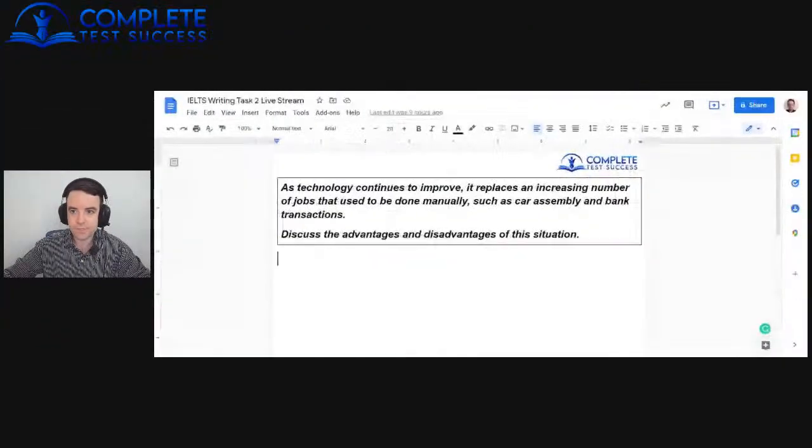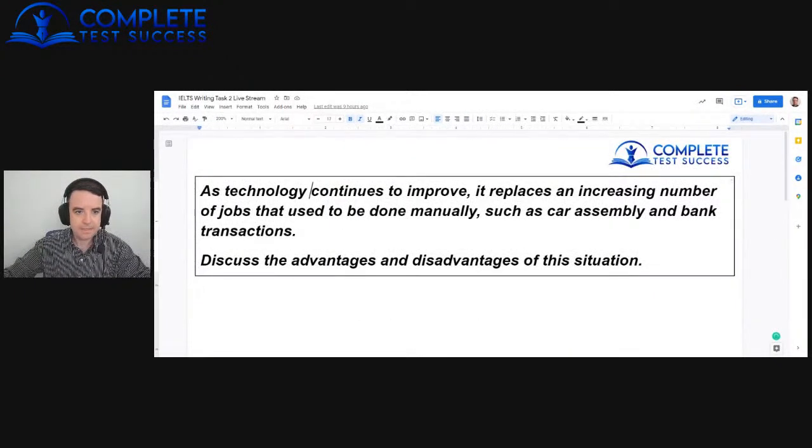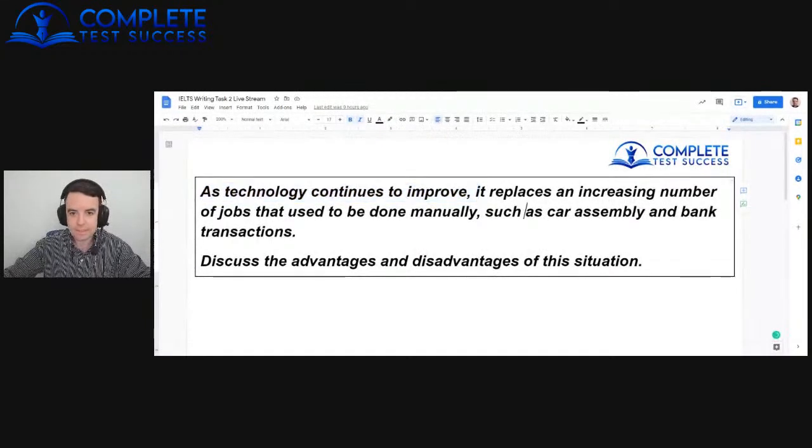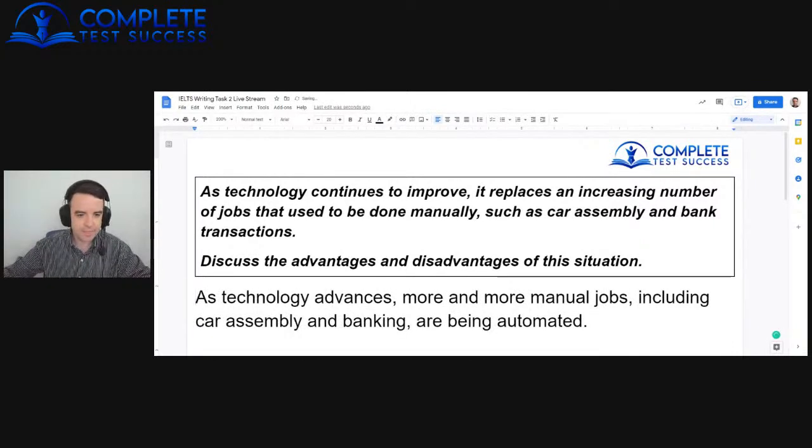All right, so this is the question. As technology continues to improve, it replaces an increasing number of jobs that used to be done manually, such as car assembly and bank transactions. So, like I said, I've written the paraphrase already, so this is it. As technology advances, more and more manual jobs, including car assembly and banking, are being automated. Okay, so that is the question paraphrased.